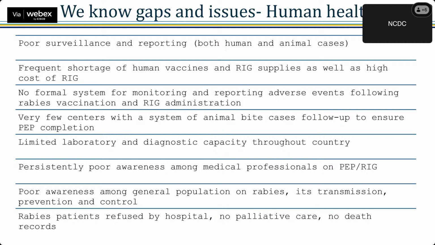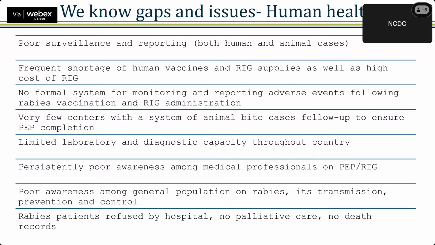Being at the Ministry of Health, during this webinar we are specifically talking about the human health component of the National Rabies Control Program. In 2019, we jointly conducted a gap analysis, and it identified gaps. First was poor surveillance and reporting, in both human and animal health, of human rabies cases.